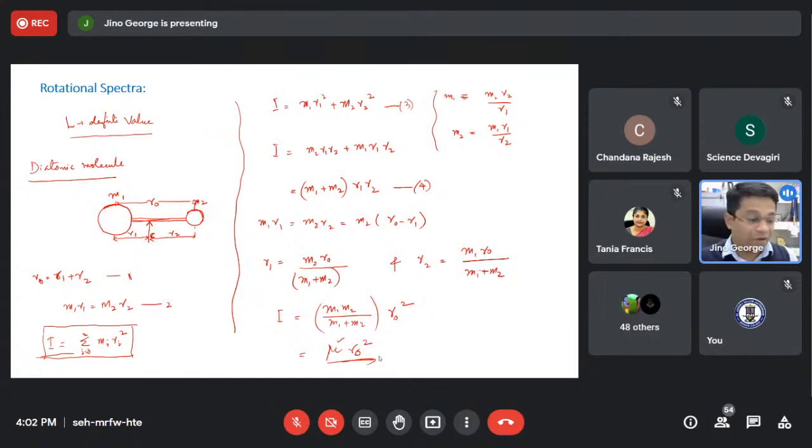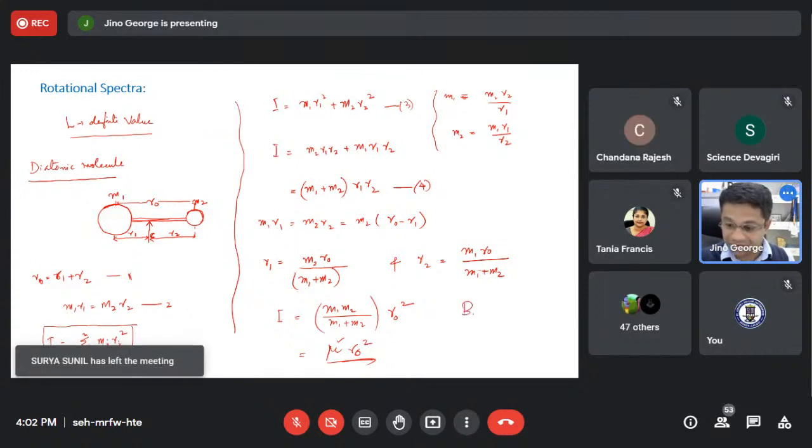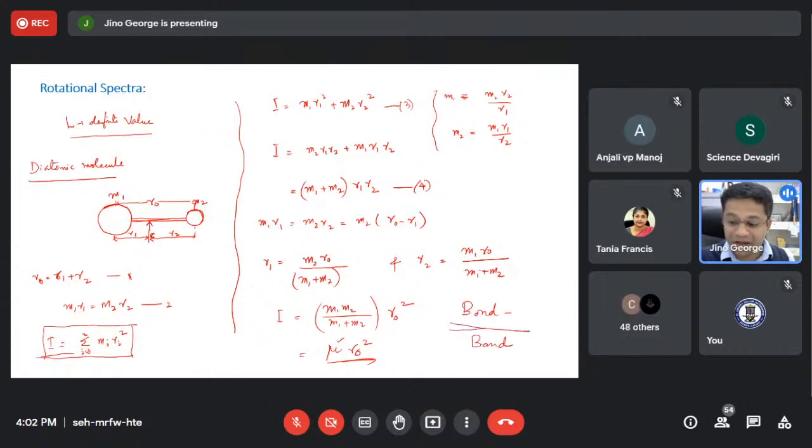Since I told about bond and band, let us look at bond and band. If a student replies to me very quickly, they say bond is singular and band is plural. That's the first answer to this question, but it is more than that. Explaining a chemical bond itself will require another lecture.